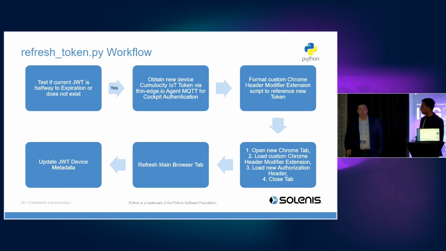So this runs as a cron job in the background every minute. It checks to see whether it's halfway to token expiration. If it is, it runs through the entire workflow. If it does not, it ends and then waits until it reaches that point.